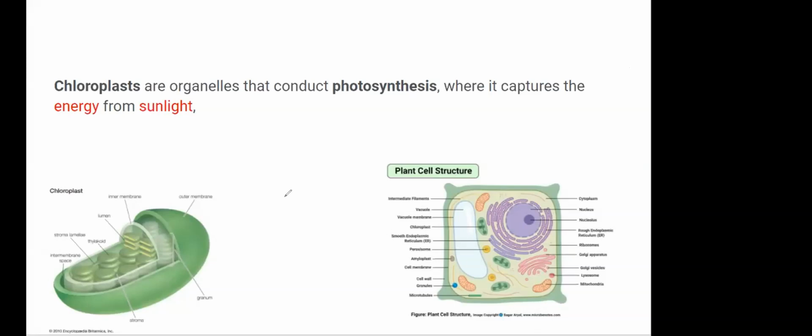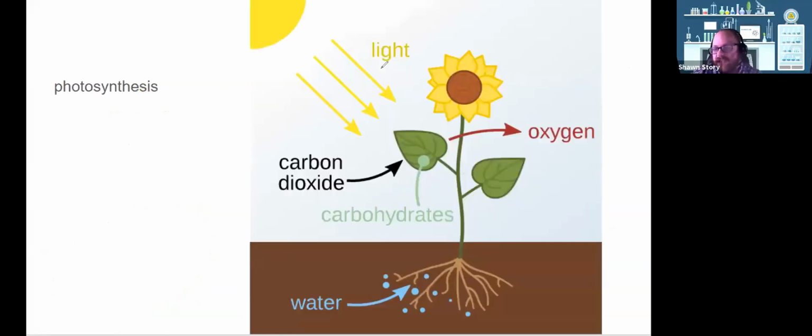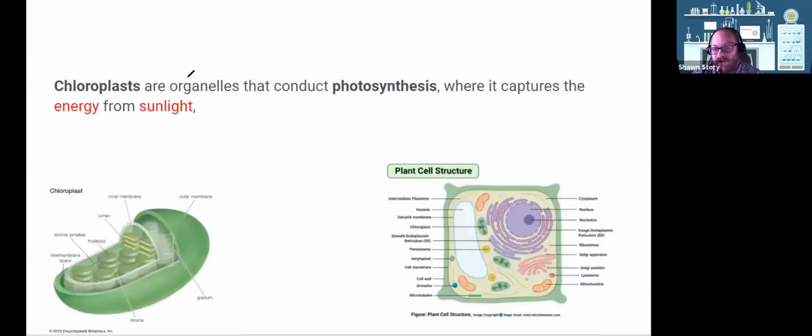Chloroplasts are organelles that conduct photosynthesis, where they capture the energy from sunlight. Yeah, very good, like we were talking about. And so here's a picture of photosynthesis. Again, it takes that energy from the sun, it takes carbon dioxide and water, and then it produces glucose energy from that, actually one molecule of sugar. And then it has all this leftover oxygen that it doesn't need, so it puts oxygen in the atmosphere for us to breathe in, which is very nice of them. Thank you, plants. So here's chloroplast.